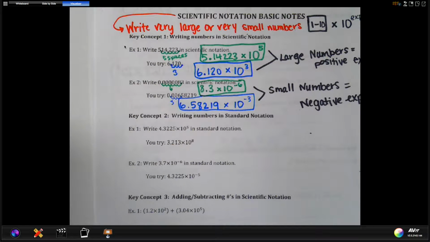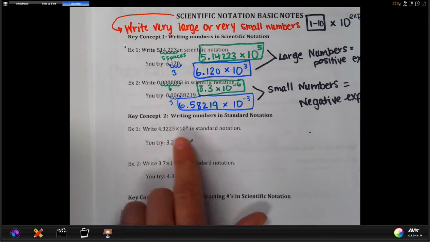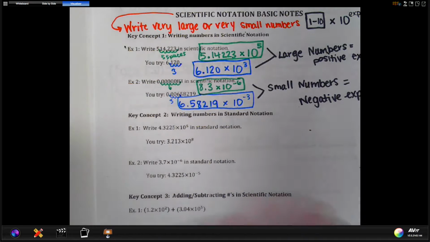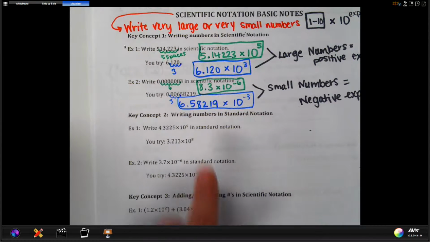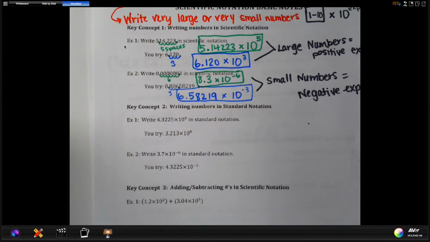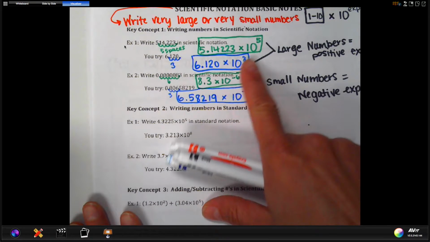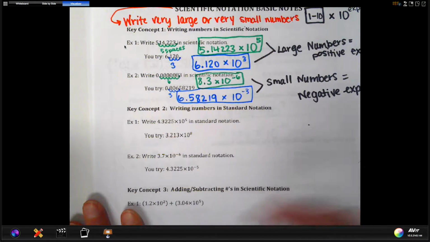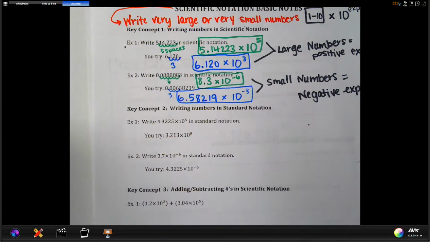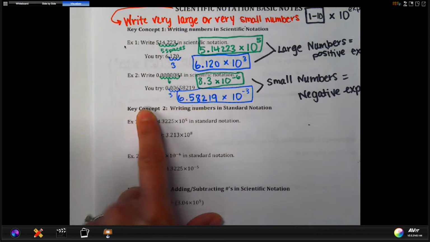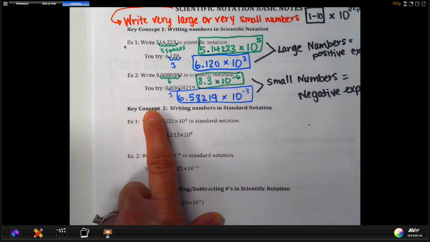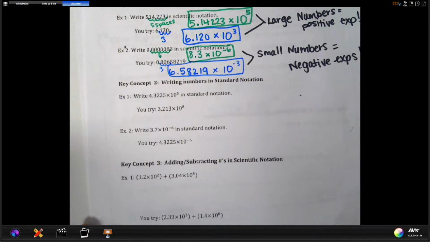Okay, so this is a continuation of converting numbers into scientific notation. Now we're going to talk about how if you have numbers in scientific notation, converting them back into standard. Standard notation is when we don't have the times 10 to the power. That's how we look at them with all the digits. For those of you following along, we are at key concept number 2 on the notes here.